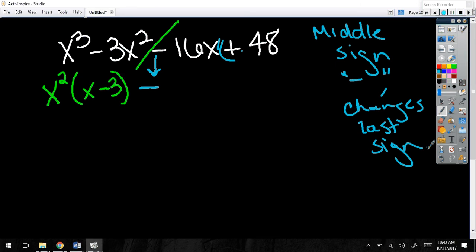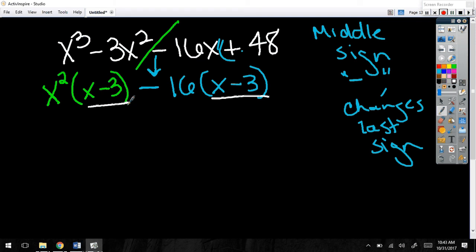So what did you say you could take out of those? 16. 16. What's left? X is 3. Plus or a minus? Minus 3. Minus 3. Because if this middle sign is minus, it changes that last sign. Okay, keep going. What do you notice is the same?